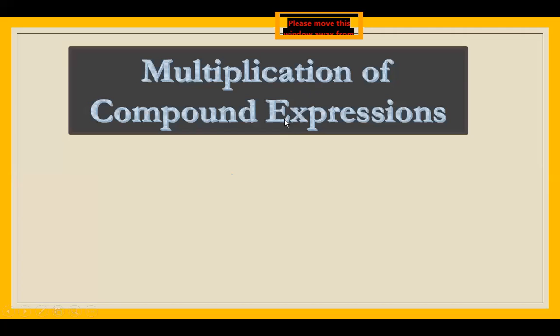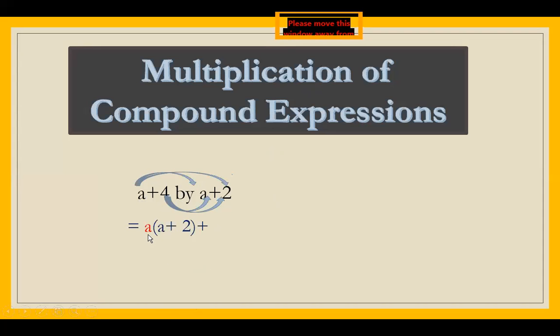multiplication of compound expressions. Now, here students, you can see that two terms are there, a plus 4 and a plus 2. We have to multiply a plus 4 by a plus 2. How can we multiply two binomial expressions? First, we have to multiply a with this a, then a with this 2, then 4 with a, then 4 with 2. Now look at this simplification carefully, students.